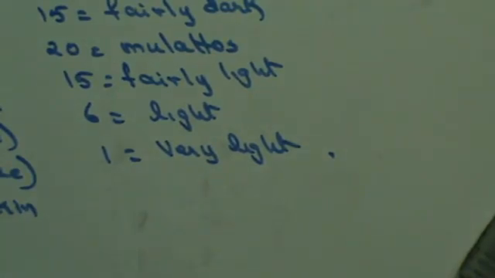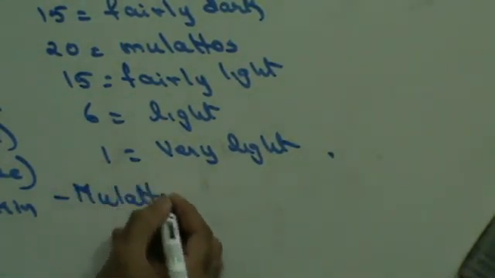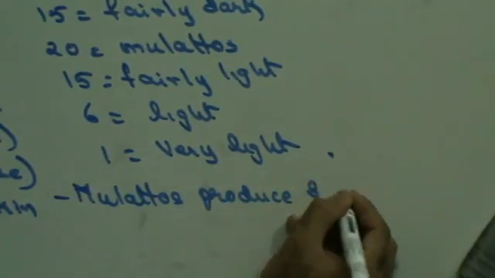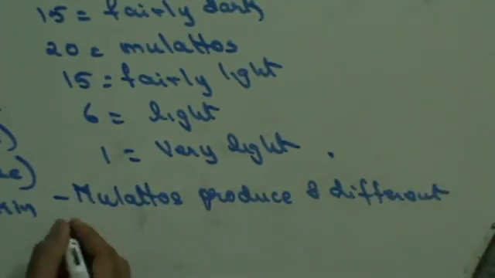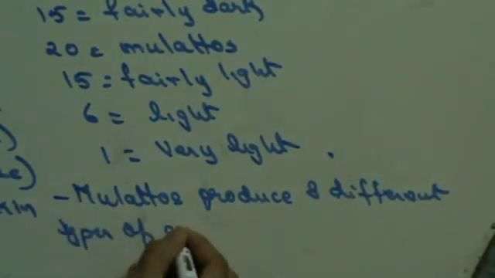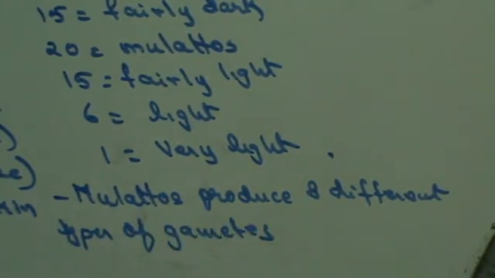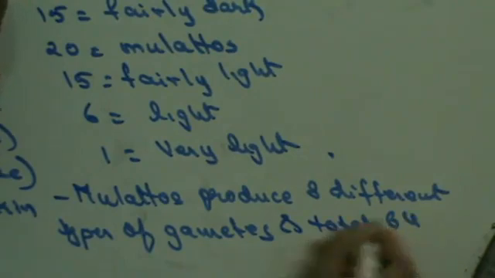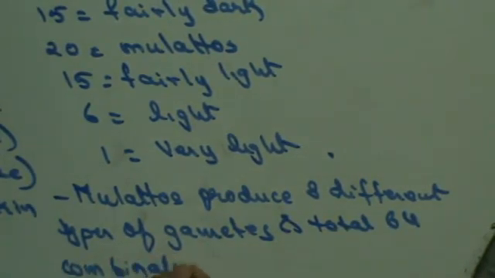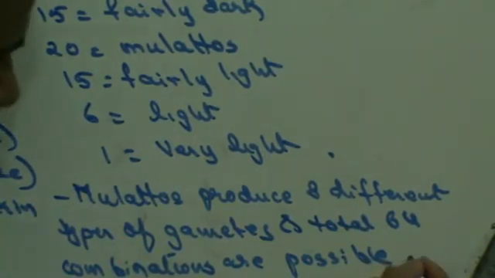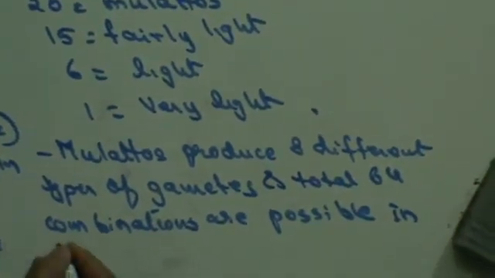So mulattoes produce 8 different types of gametes, and a total of 64 combinations are possible, right, in the population of the F2 generation.